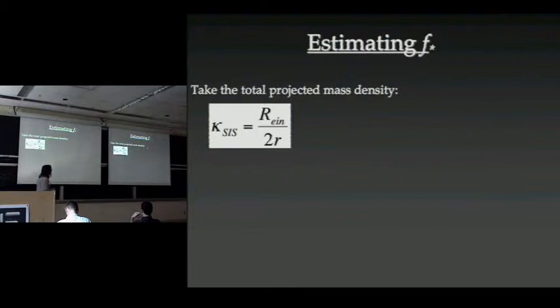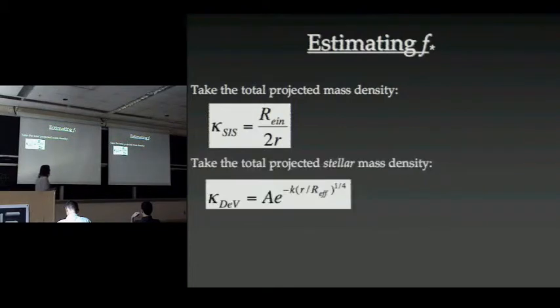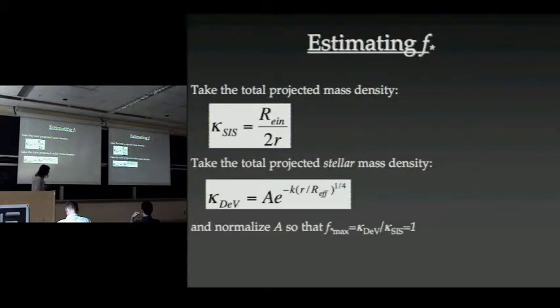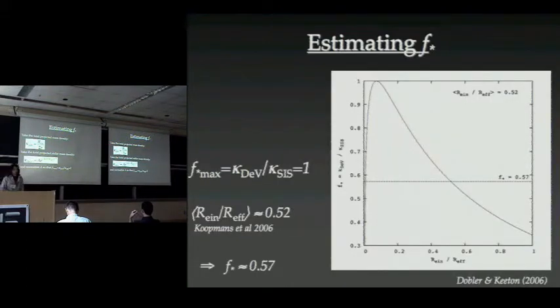So let's first estimate the fraction of the surface mass density in stars. Okay, let's take an isothermal profile for the total mass density and a de Vaucouleurs profile for the starlight density, with some free-floating amplitude coefficient. Let's find the worst possible case. So let's normalize the de Vaucouleurs profile so that at some point all of the mass is dominated by baryons.